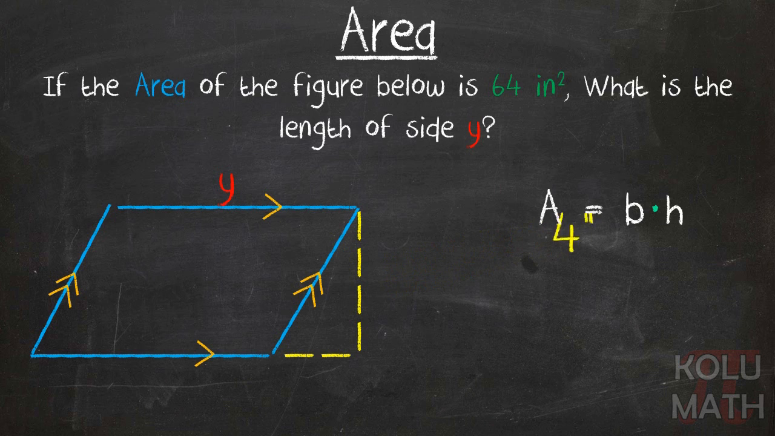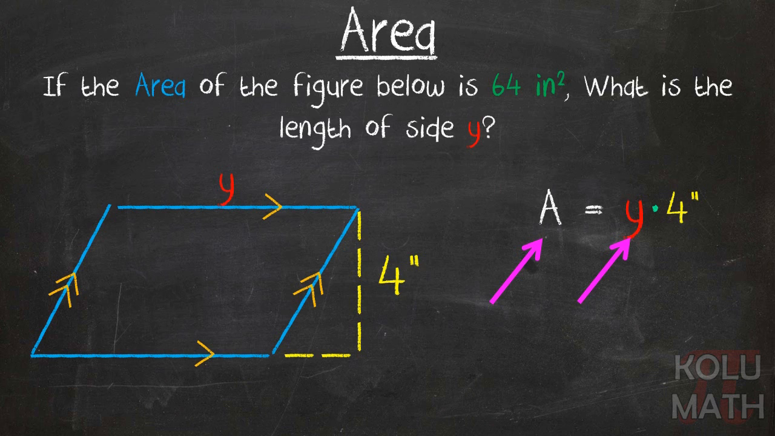Let's plug in what we know. We've got a height of 4. We can plug that in. We've got a b of y. And, well, that kind of sets us with a problem, doesn't it? Because now we have two variables and can't solve an equation with two variables with just one equation.